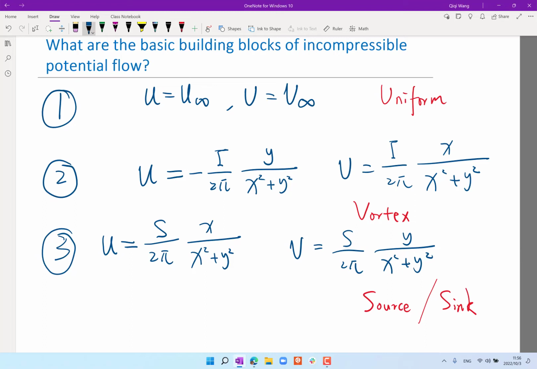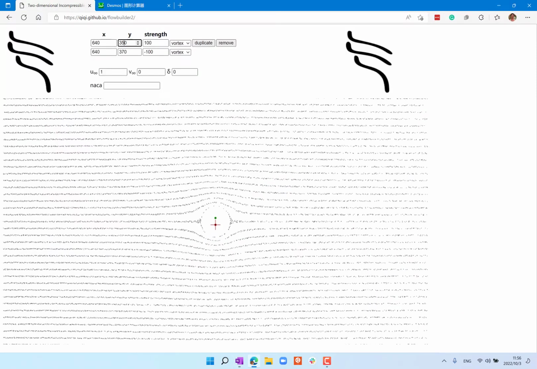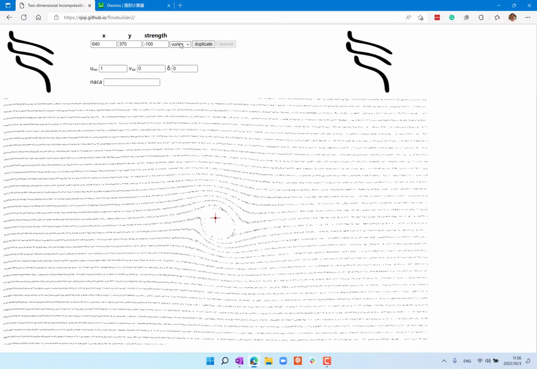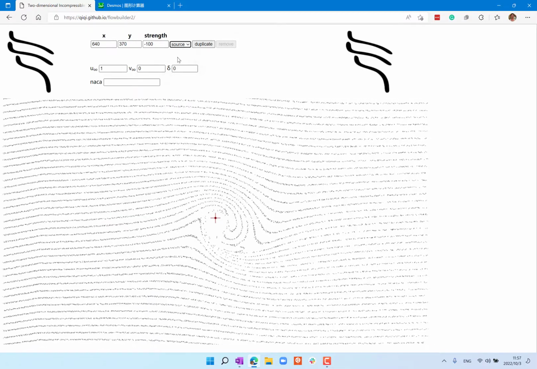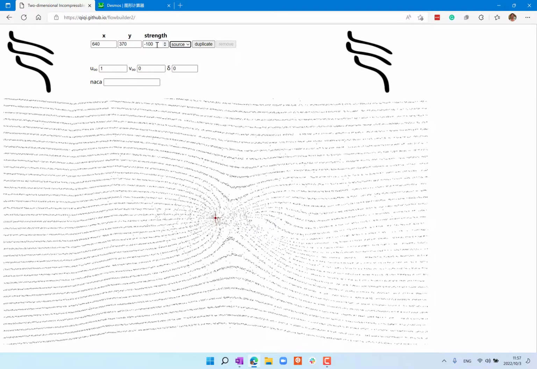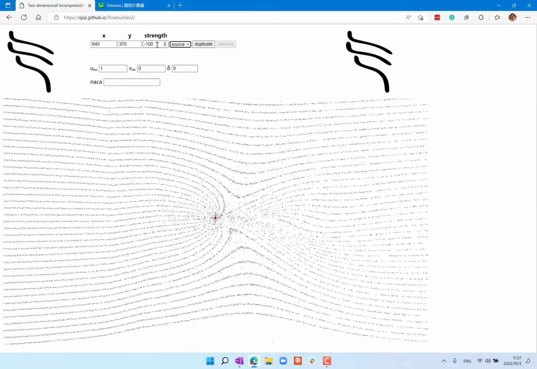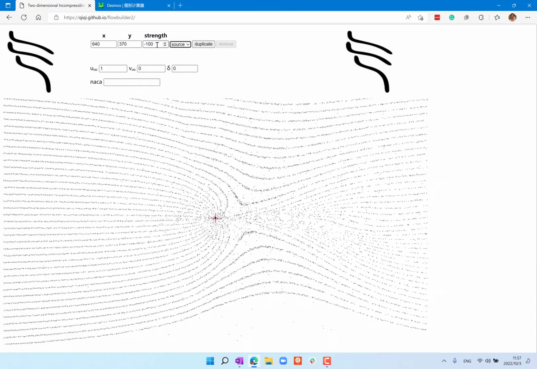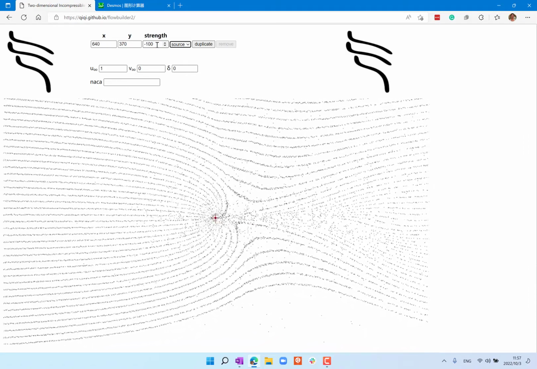All right. Okay, so what is the source like? Let's just delete one of these and make the other one a source. This is actually minus 100, so it's a sink. So here we see what the flow field is like around the sink, right? It just sucks all the stuff in, and nothing comes out.